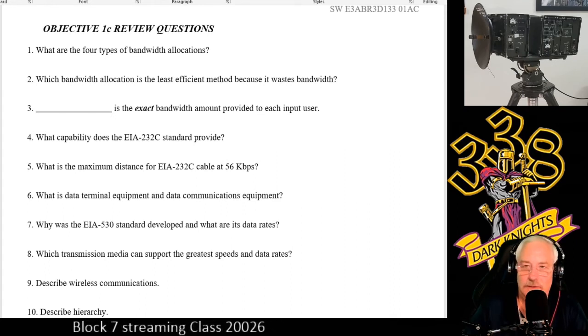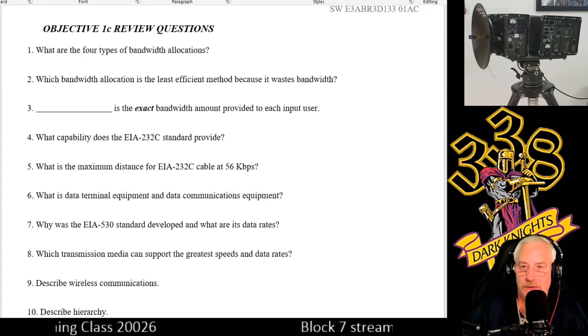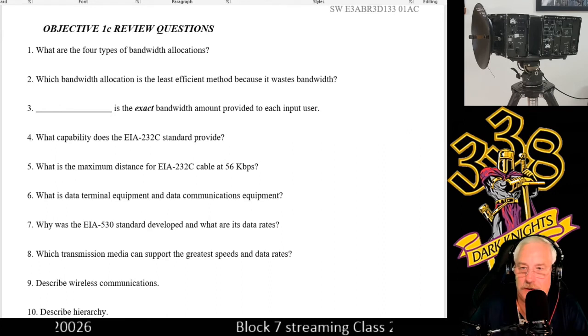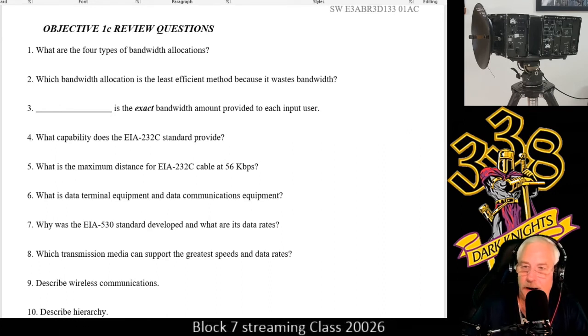Number 7, to overcome the disadvantages of slower data rates that did not travel far enough. 20 kbps to 2 Mbps. That's 20K to 20 meg. Number 8 is fiber optics. Number 9 is transmissions without the use of wires. Number 10, a logical sequence in building transmission rates in a network from one user into a TDM multiplexer.